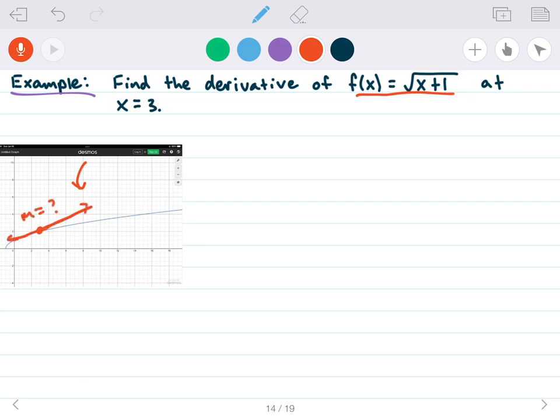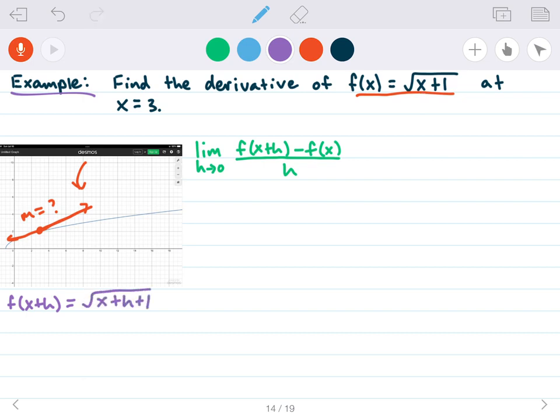And to do that, we need the limit definition of a derivative. And that tells us that it's the limit as h goes to 0 of f of x plus h minus f of x, divided by h. Okay, so we need to evaluate this. All right, so f of x plus h, well, I'm just plugging in x plus h for x into my function. And so what I get is the square root of x plus h plus 1 under the radical. And then f of x, of course, is just our function that is given, which is the square root of x plus 1.